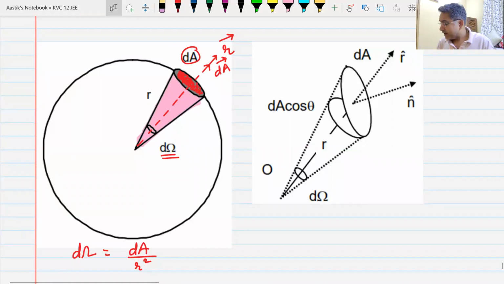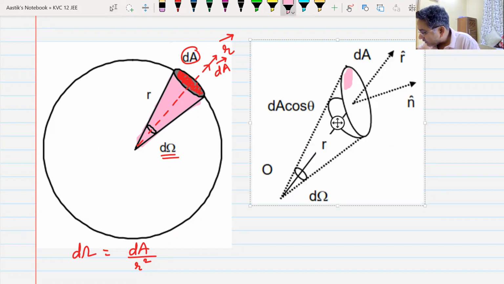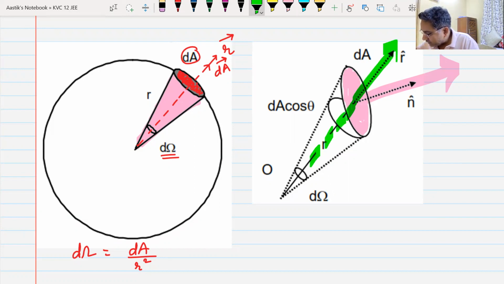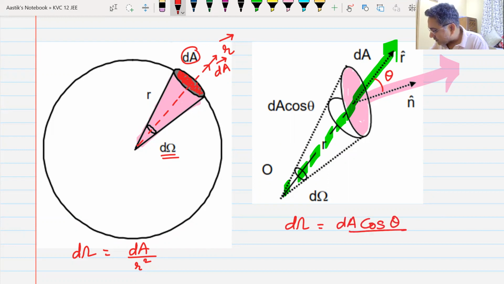Here, I hope you can see this. Here your area vector is going in this direction. The pink area vector is going in this pink direction. Do we see this pink direction? And this r vector is going in this green direction. So again, we have an angle between these two, theta. If that is the case, then this d omega, the small solid angle, is given by this formula. It will now be equal to dA cos theta divided by r square.